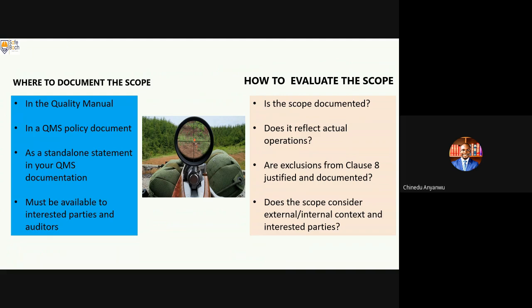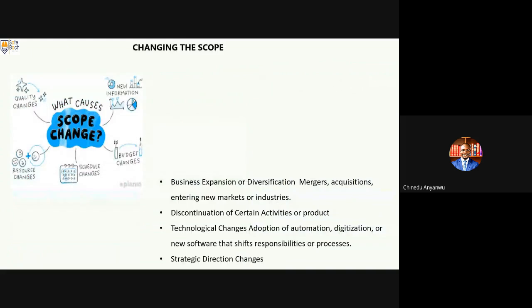Number two is that you should ask questions. Does the scope reflect actual operations? You must find that there. Are there exclusions from clause 8? And are there justification provided for this exclusion? Because in clause 8, which we're going to look at in the future, it defines the operations. And because it defines operation, that is where most times exclusions come from. Does the scope consider internal and external issues? So you need to analyze the scope and see if they have considered their internal issues, they have considered their external issues, and have been able to define their ability to meet these services.